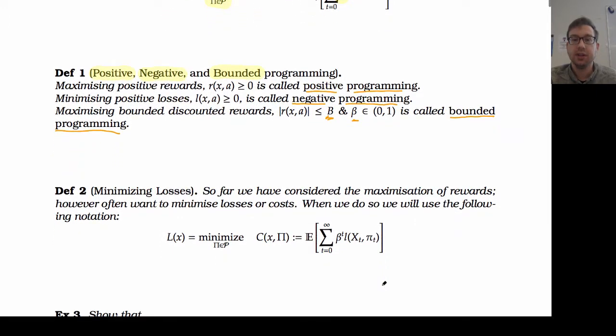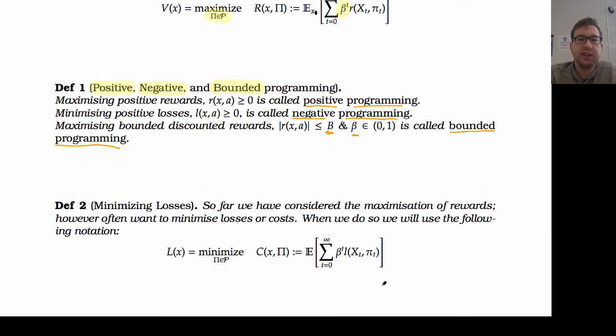Most of the definitions that I've given so far relate to maximizing rewards and values, and this definition here is just to mention the notational changes I'm going to be making when we talk about minimizing costs or losses. So there's nothing new in this. I just want us to go through the notation.